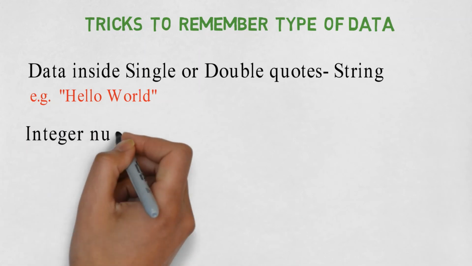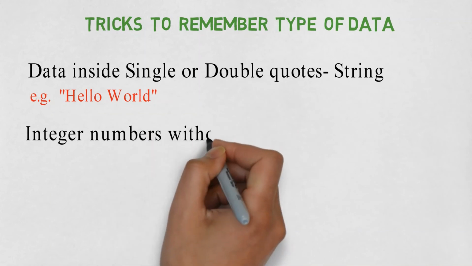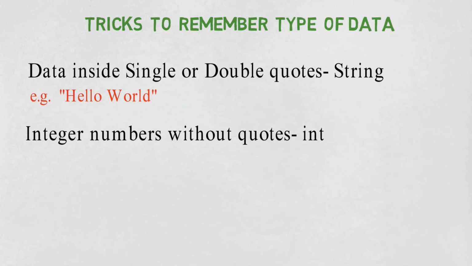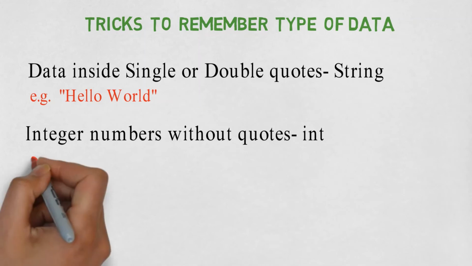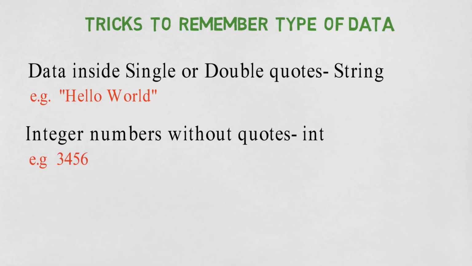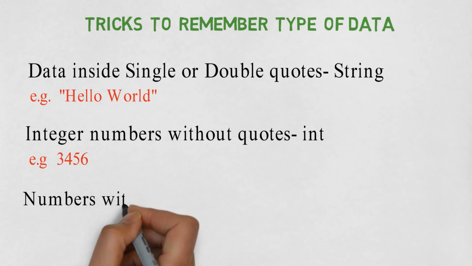Suppose there is an integer number without quotes. Basically, in the code, if you see any number which is not having quotes around it, then that kind of data is an integer type of data, or int data type. For example, if you take any integer number like 3456, that number can be represented by data type integer. Now let us identify the third type of data.